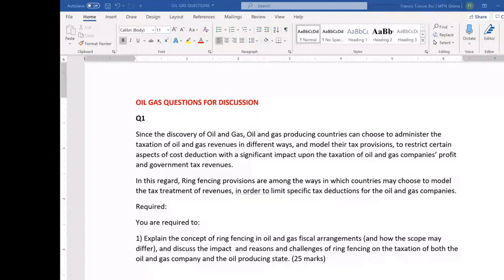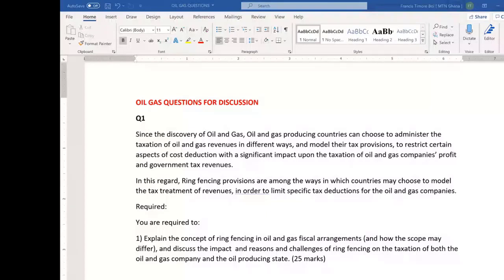Okay, so question 1. Oil and gas question for discussion, question 1. Since the discovery of oil and gas, producing countries can choose to administer the taxation of oil and gas revenues in different ways and model their tax provisions to restrict certain aspects of cost deduction, with a significant impact upon the taxation of oil and gas companies' profits and government tax revenues. In this regard, ring fencing provisions are among the ways in which countries may choose to model the tax treatment of revenues in order to limit specific tax deductions for the oil and gas companies.